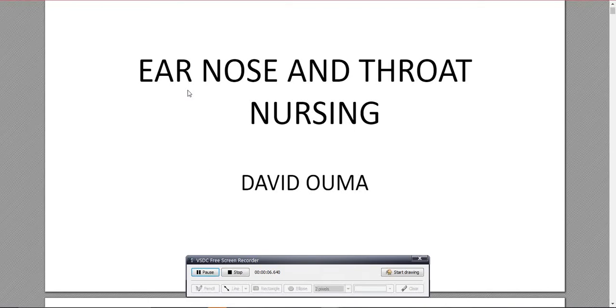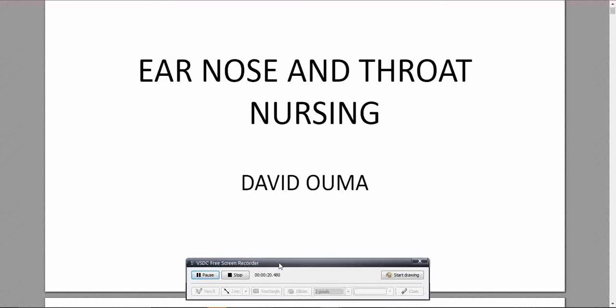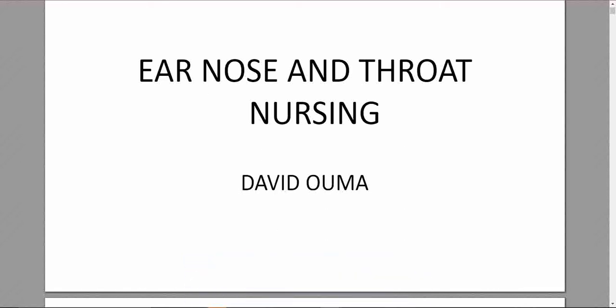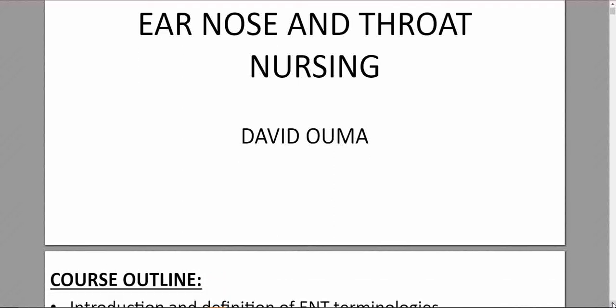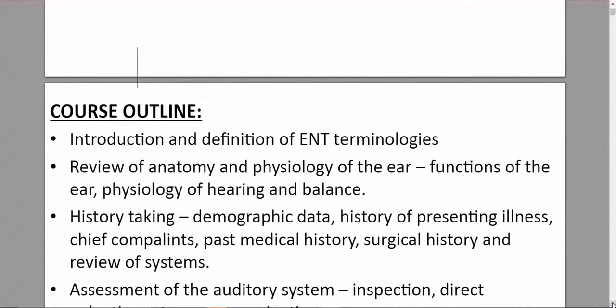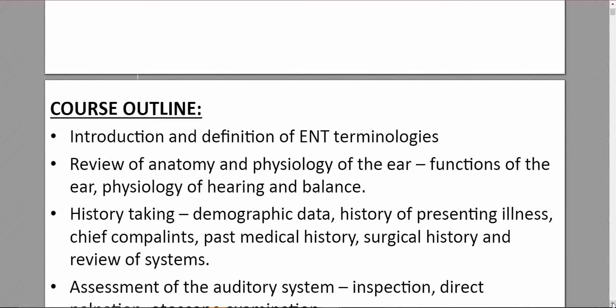So, in Nursing 2.1, we are going to have ENT, ear, nose, and throat nursing content. That is in Nursing 2.1. That is what we're going to have right away. Definitely, mostly in the pediatrics outpatient department, realize that even the history entails the ENT history, be it examination or whatever. So the course outline of ear, nose, and throat.